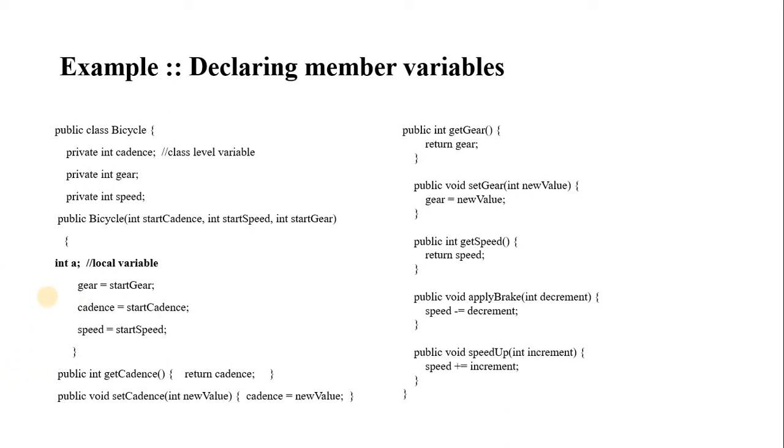You can say integer a is a local variable here in the bicycle constructor, and the parameters here, set guidance, start speed, and start gear, these are all parameters. So these are also variables. So this is one type of variable, a parameter, and within a code block, anything you are writing is a local variable. Within a class, it is a class level variable, or the fields, or the member variable, you can say.